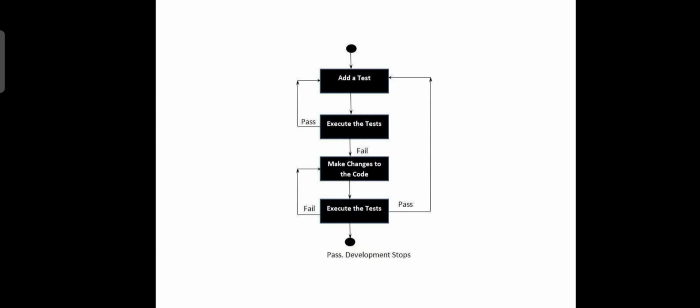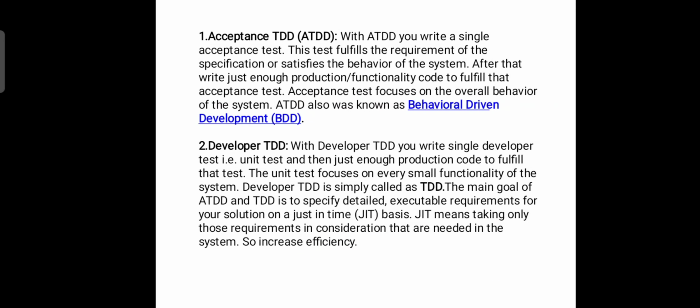ஸோ அடுத்த ஸ்லைடில் நம்ம என்ன பார்க்க போகிறோம் அப்படின்னா the 2 levels of TDD. So the first level is acceptance TDD and developer TDD. So what is acceptance TDD? அது வந்து ஷார்ட் ஃபார்மில் ATDன்னு சொல்லலாம். So ATDD, you write a single acceptance test. This test fulfills the requirement of the specification or satisfies the behavior of the system. After that, write just enough production code to fulfill that acceptance test. Acceptance test focuses on the overall behavior of the system. ATDD also was known as behavioral driven development.